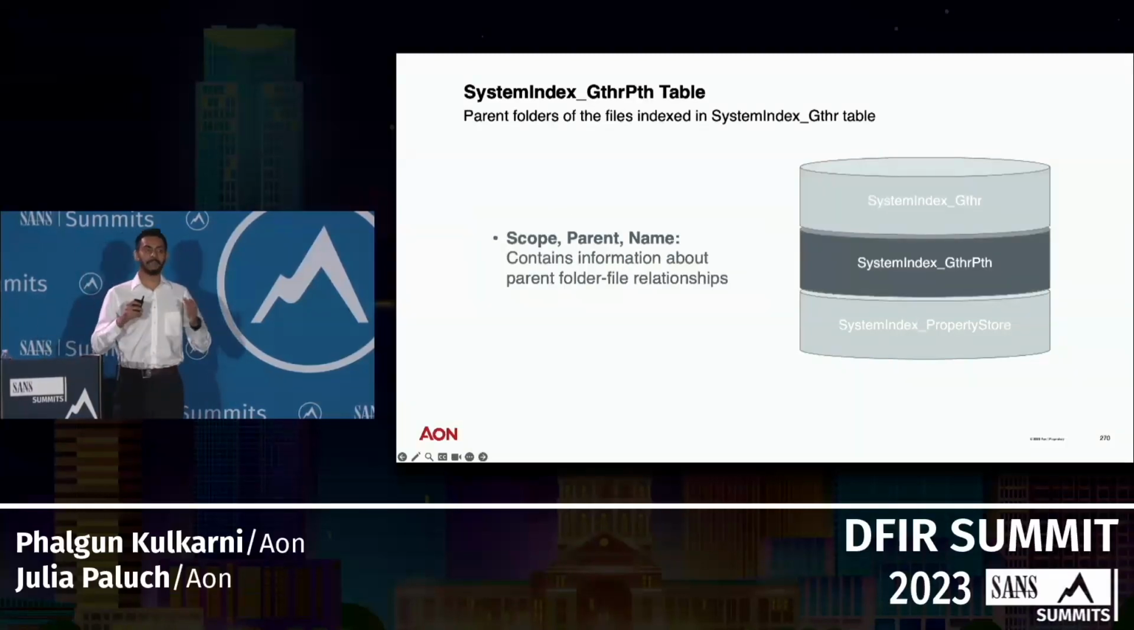Next, we have the gather path table. Now this table only contains three columns, and those three columns only contain the information about parent files or folders of the files being indexed in the gather table, which we talked about previously. We can correlate the scope ID column from the gather table with the columns present in the gather path table to form or determine a file's or folder's parent-child relationship.